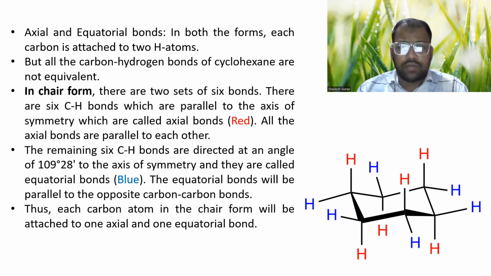Each carbon atom in the chair form is attached to one axial and one equatorial hydrogen. Out of these six carbons, every carbon atom is attached to one axial and one equatorial. The red hydrogens are called axial, and the blue ones are considered equatorial. So these are the two sets. If we count them, there will be six equatorial and six axial hydrogens.